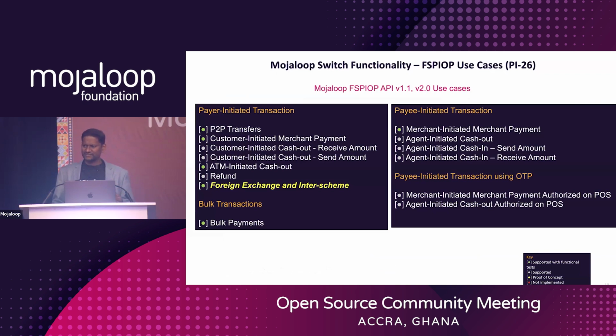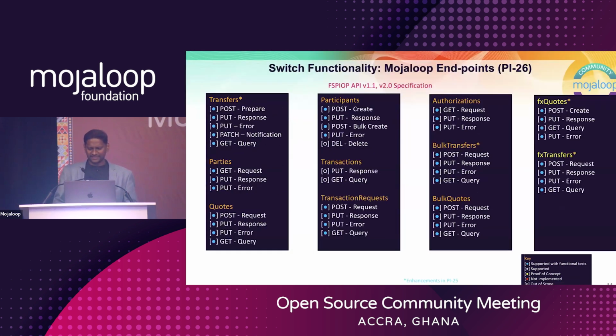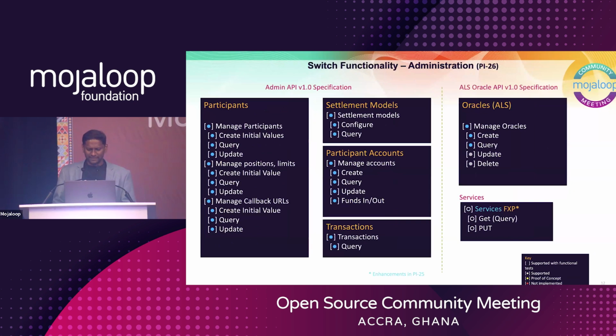Most of them we test regularly. Some of them need entities or tooling on the peripheries on the DFSP side, which need further testing, but the rails are there for all these use cases. And then the endpoints, FX quotes and FX transfers are the new ones here.